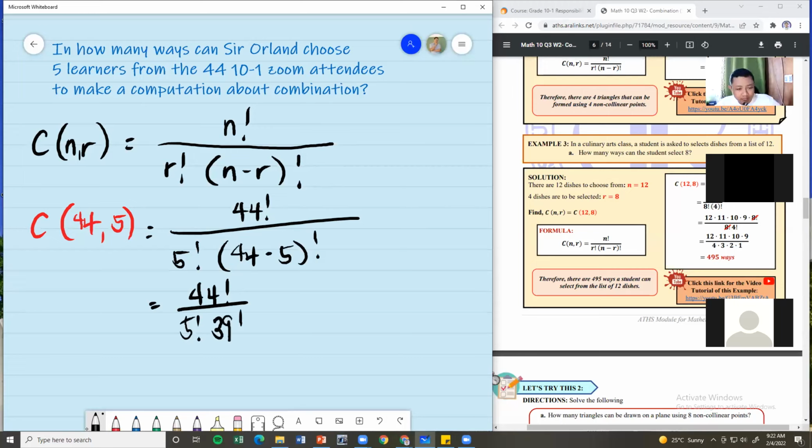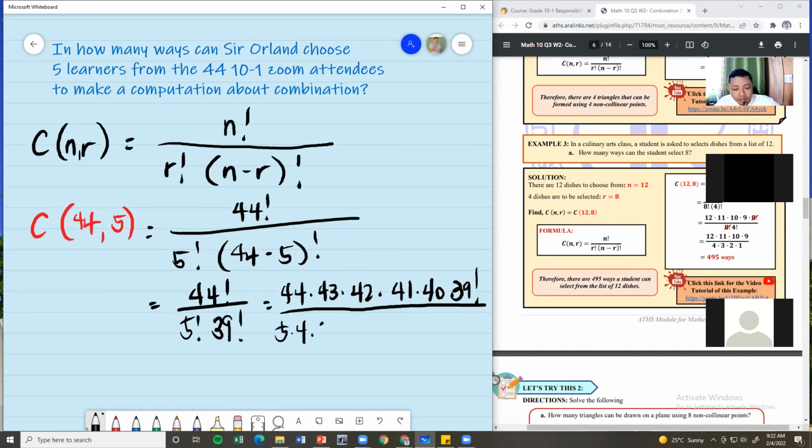39 factorial. So from here, let's expand: 44 times 43 times 42 times 41 times 40 times 39 factorial over 5 times 4 times 3 times 2 times 1 times 39 factorial. So 39 factorial will be canceled. Let's just simplify some of this. 40 divided by 4 becomes 10. And then 10 divided by 5 becomes 2. And then 2 divided by 2 becomes 1.